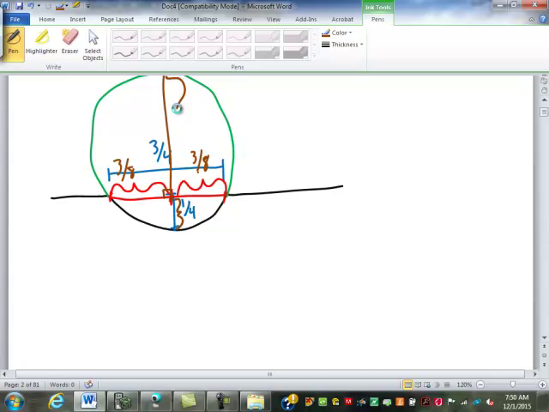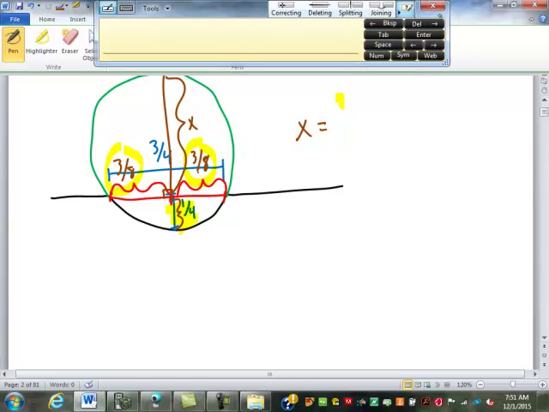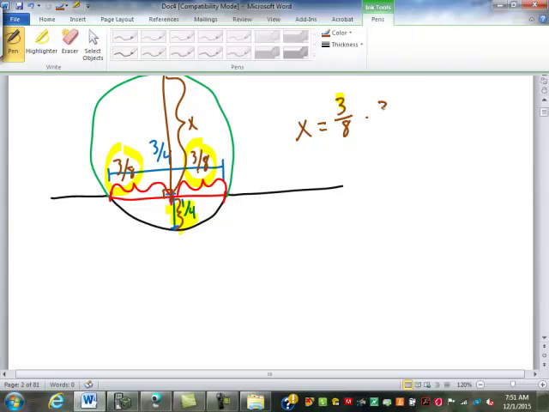This up here, I'm going to call x. And remember, x is equal to these two dimensions multiplied together and then divided by this one. So there's going to be 3/8 times 3/8 divided by 1/4, which is what, 9/16? Somebody double check me. I think so. We're going to call it that anyway.